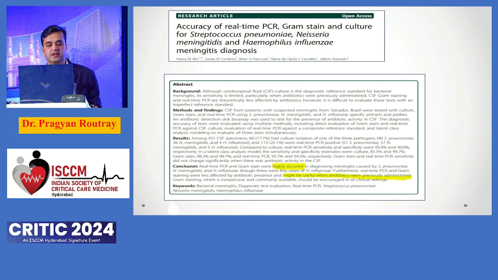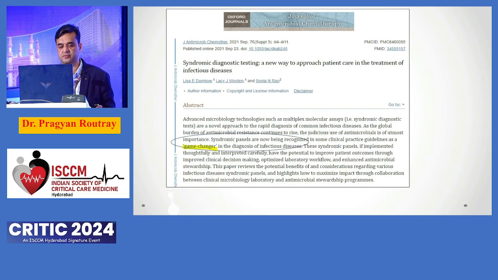Accuracy of real-time PCR versus Gram stain and cultures for normal. This is another study about CSF only. They found that real-time PCR is highly accurate and might be useful when antibiotics were previously administered. In this subset of patients, they did a routine PCR in patients who had already received some sort of antibiotic therapy. In this subset also, they found PCR able to pick up much better compared to your routine culture in CSF.